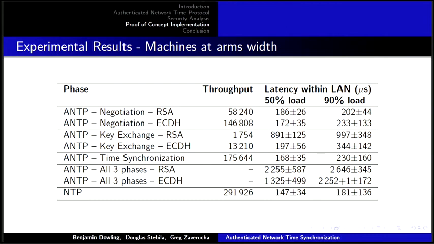Now, we mentioned earlier that the time synchronization phase is meant to be done many times. So the negotiation and key exchange phase is performed once, and then you do n times time synchronization phases. So the majority of traffic going to an ANTP server would be time synchronization messages. So that is the most important comparison to be made.